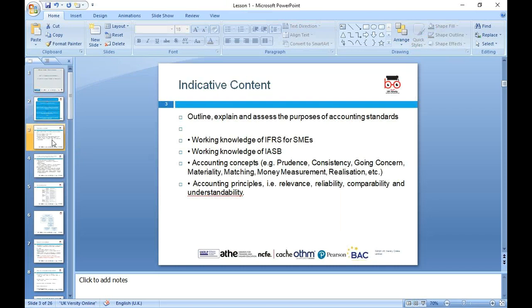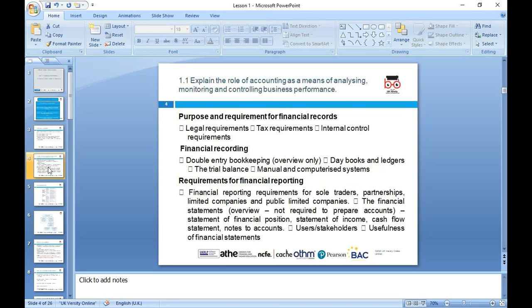Okay. Inductive content: what are we supposed to learn? Working knowledge of IFRS, International Financial Reporting Standard for small and medium enterprises. Working knowledge of IASB, International Accounting Standards. All this we will learn. Okay. First, explain the role of accounting as a means of analyzing, monitoring, and controlling performance. So accounting will help us to analyze, to monitor, to control.